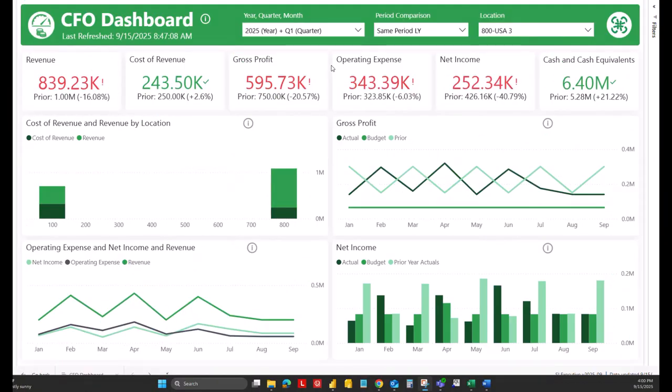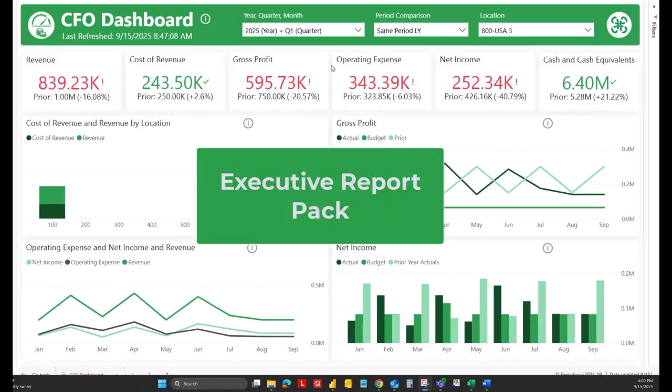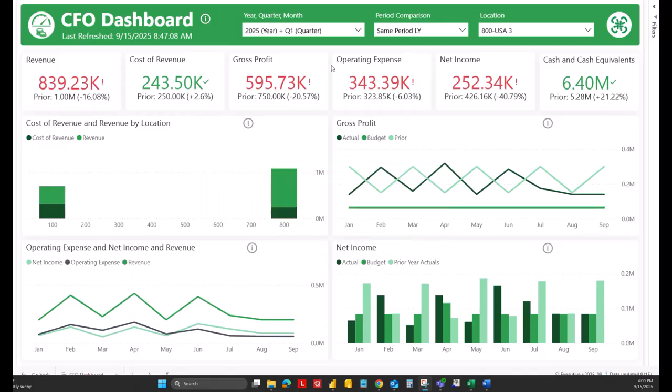The first dashboard that we're going to look at from the executive report pack is the CFO dashboard. This dashboard provides a high-level view of key financial metrics and trends. It's useful during financial reviews, strategy sessions, and board meetings. It incorporates dynamic functionality, allowing the CFO to select any GL account groups based on their reporting needs.